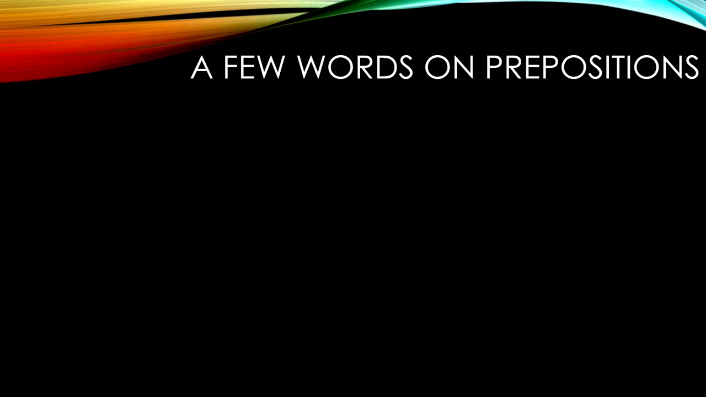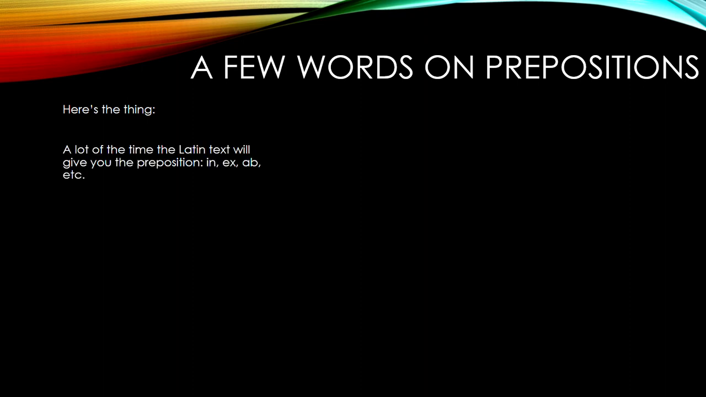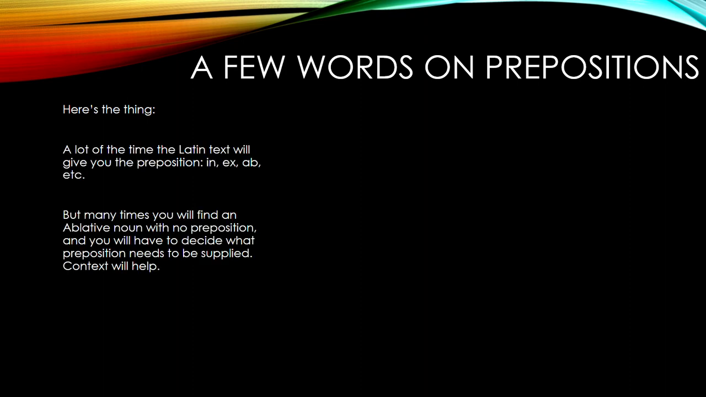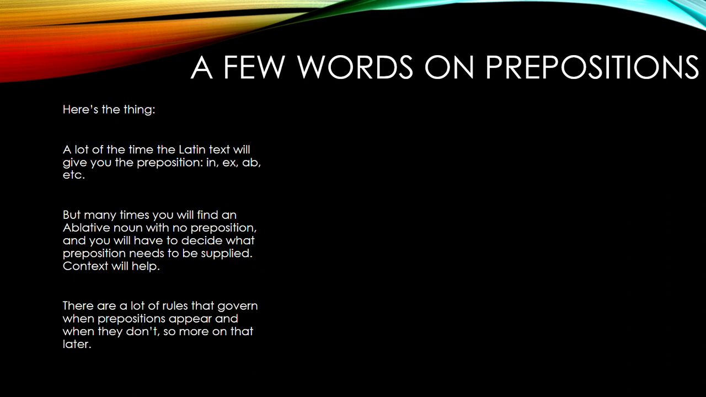Now I want to just talk a little bit about how prepositions work in Latin. Some prepositions are built into how you translate a case, such as of for the genitive, to or for the dative, and with for the ablative. A lot of the time, the Latin text will give you the preposition. But in many cases, you will see an ablative noun with no preposition, and you'll have to decide what preposition needs to be supplied. This is another case where context is helpful. You will continually be learning new preposition rules, so don't worry too much about them for now.